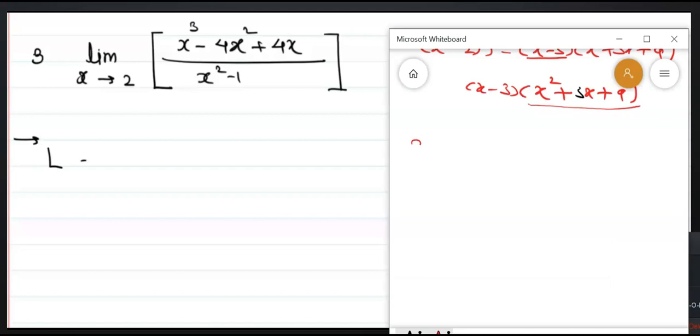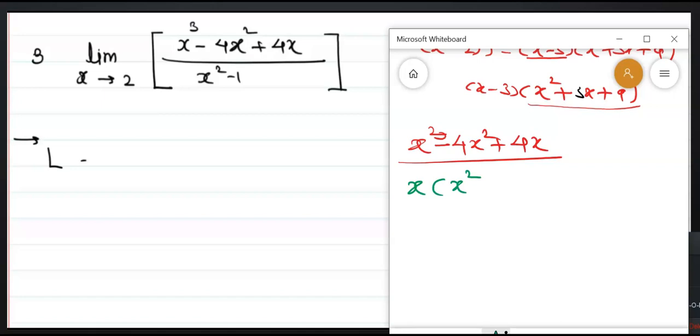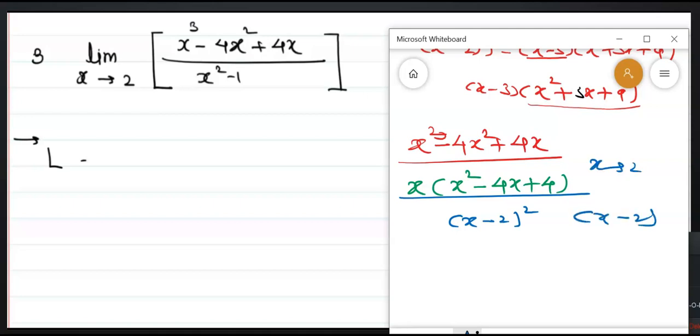Now from this polynomial, it is clear what is here: x cube minus 4x square plus 4x. Now from this we can take x common, then in the bracket you will get x square minus 4x plus 4. And now this is a perfect square, a perfect square of x minus 2 bracket square. Now again, what is the limit? Limit x tends to 2. Therefore the cancellation factor is x minus 2. This you have to remember.